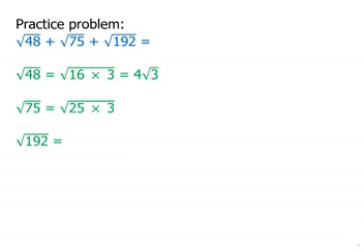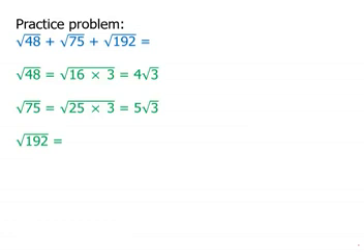75 we've already looked at. This is 25 times 3. 25 comes out of the radical as 5. So this is just 5 root 3. Right away, very interesting. The first two are both multiples of root 3. Makes us think maybe the third one would be a multiple of root 3.